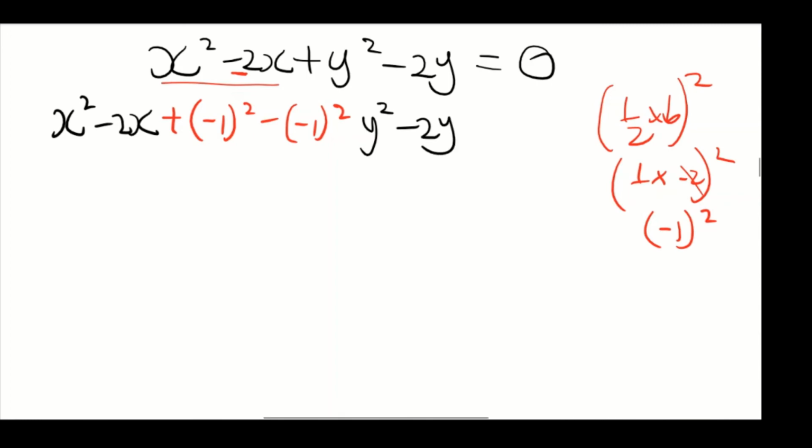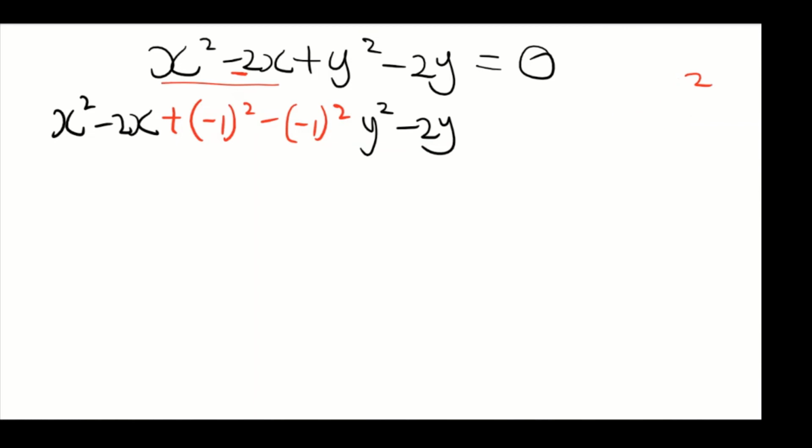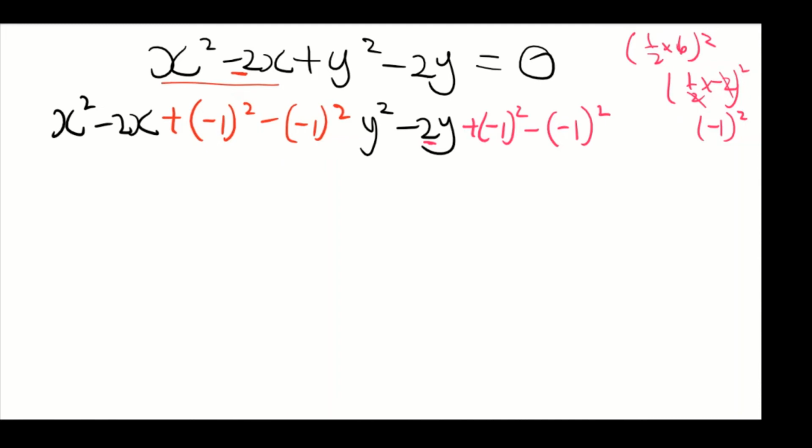We're going to do the same thing here for the y value now. I'm going to say 1 over 2 times b, all squared. What is our b here? It's minus 2, so minus 2 all squared. So we're going to have minus 1 squared, because it's negative 2 and the 2 will cancel out. So now we add the minus 1 squared and subtract it again, minus 1 squared. The entire equation is equal to 0.